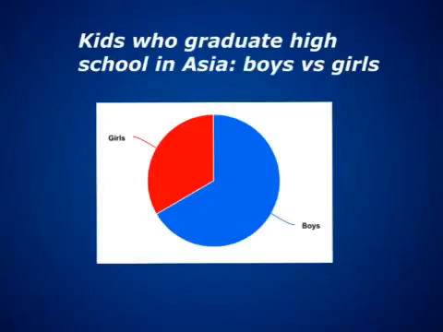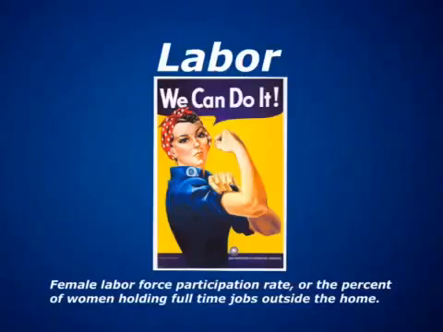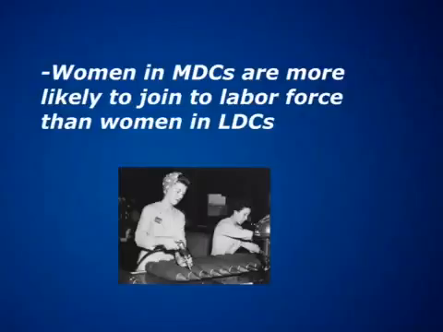Statistics show that in North America, girls are more likely than boys to complete high school. However, in developing countries, boys are more likely to complete high school. The worst lies in Asia, where for every 10 boys that finish high school, there are only 5 girls who finish high school. Another factor that the GII measures is labor force. This deals with the female labor force participation rate, or the percent of women holding full-time jobs outside of home. A recent study shows that women in MDCs are more likely to join the labor force than women in LDCs.